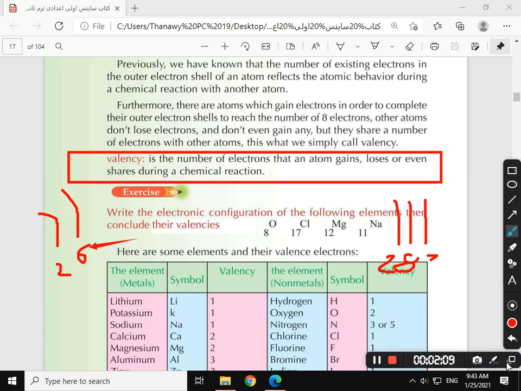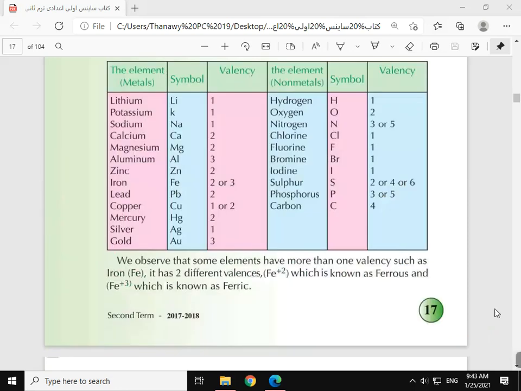Okay, and for the previous elements, metals or non-metals, the valency can be determined from the electronic configuration. Look at the following table. Here are some elements and their valence electrons. For example, lithium, potassium and sodium are monovalent. Calcium and magnesium are divalent.